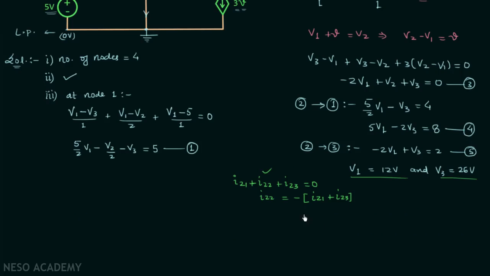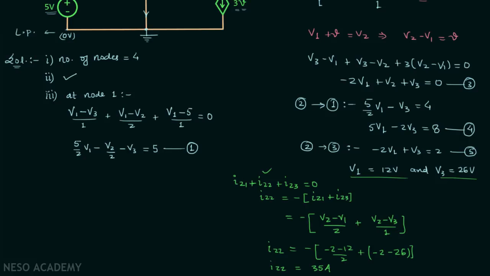So here we will have minus inside the bracket V2 minus V1 divided by 2 plus V2 minus V3 divided by 1. We know V2, we know V1, we know V3. V2 is equal to minus 2, V1 is equal to 12. V2 minus V3 divided by 1 is equal to V2 minus V3. So we have minus 2 minus 26. When you simplify this, you will get current I22 equal to 35 amperes.